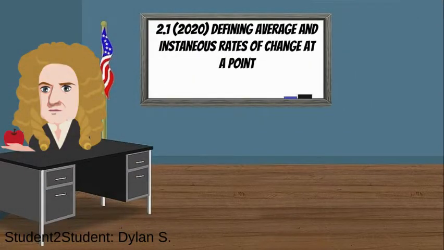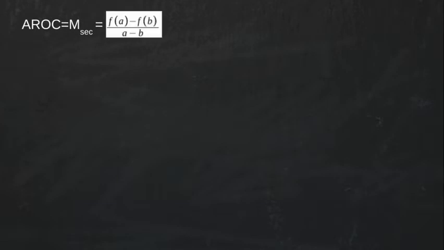2.1 Defining average and instantaneous rates of change at a point. So the first thing we need to do is figure out what average rate of change is, which is the secant line, and the formula for it is f of a minus f of b over a minus b.